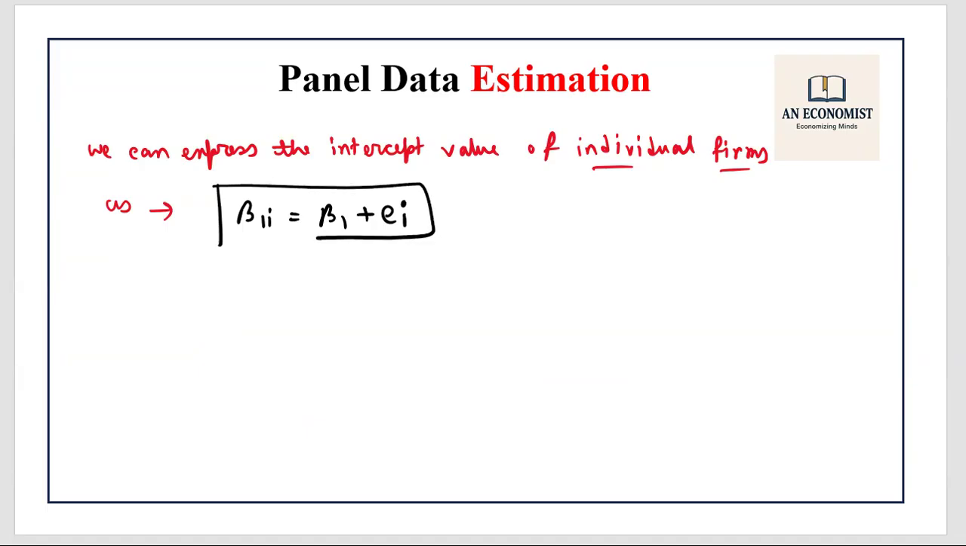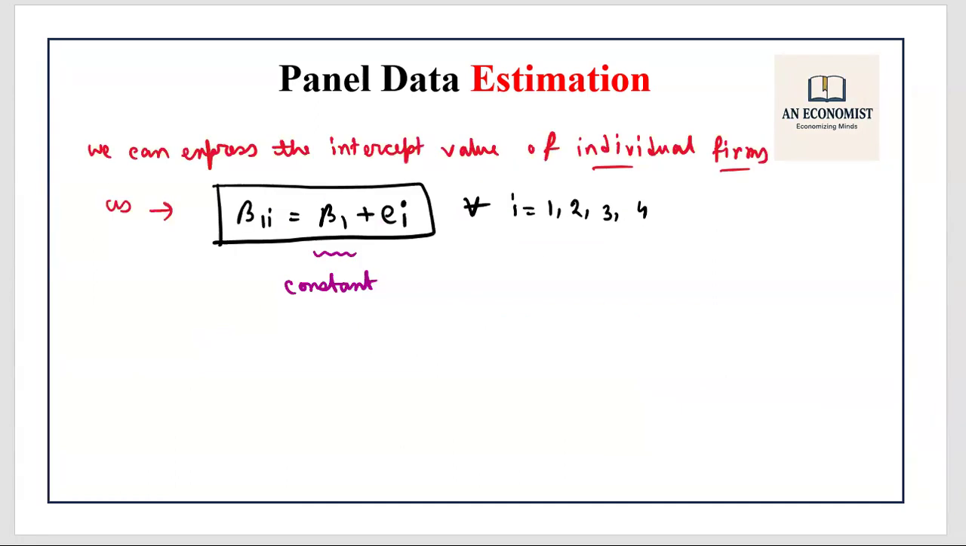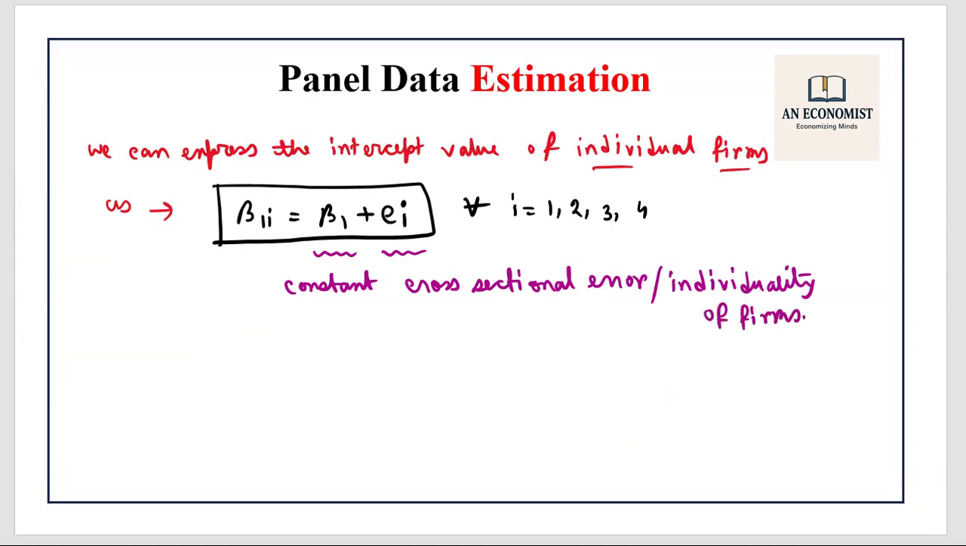So this beta 1i will be simply this for all i equals 1, 2, 3, 4, where this beta 1 represents a constant that we have seen. This is the constant, meaning this is the expectation that we have taken here. This is the constant, and this is basically the cross-sectional error, or the cross-sectional heterogeneity, or you can write it to be the individuality of each firm.